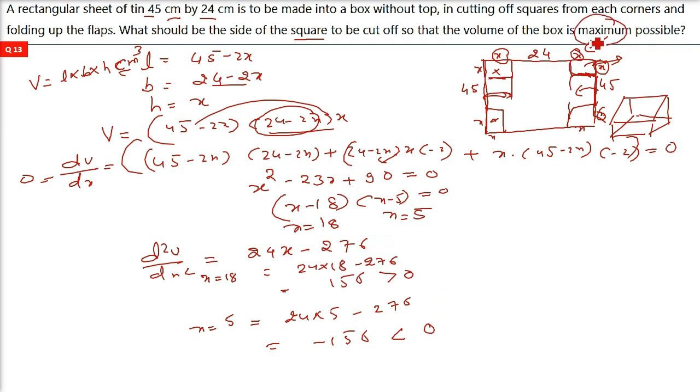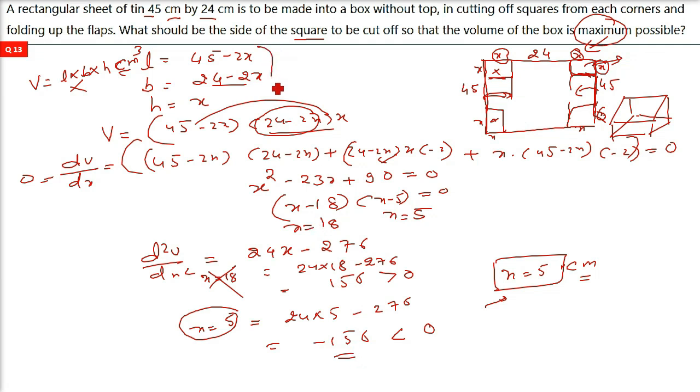That means we need a value of double differentiation as a negative. x equals 5 is giving you negative. That means this is going to be kept, and x equals 18 we are going to ignore. I hope you got the idea why we have taken x equals 5 and eliminated, sorry, x equals 18 we have ignored. x equals 5 is the final answer because the question is asking only about the dimension.